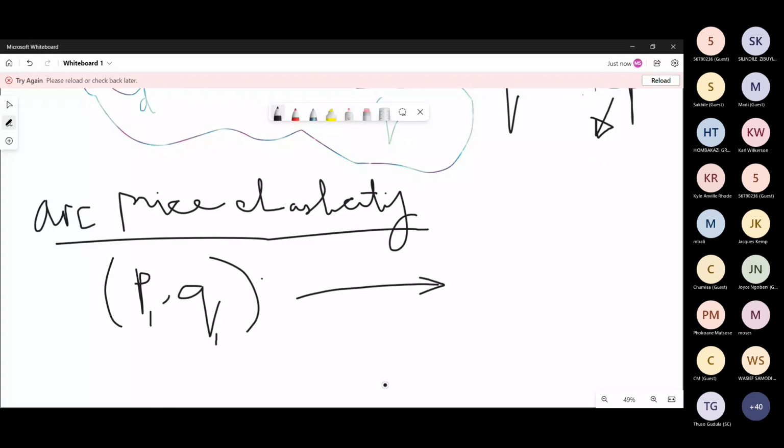Excellent. So here we do have now 2 points. Assume we have a point P1, Q1 and another point P2, Q2, right? So there's a change in the price, and of course also a change in the quantity, right?